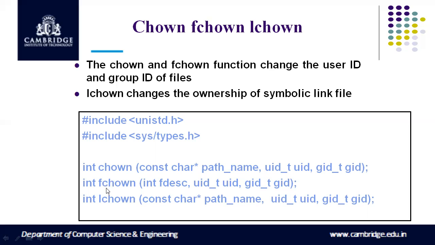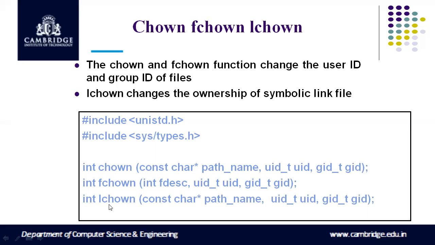Now we'll see the prototype of fchown. The only difference between chown and fchown is the first argument, where in chown we mention the path name, but in fchown we mention the file descriptor. We all know that each file will have a file descriptor value. So you have to mention that file descriptor value for fchown to change the ownership. And the third argument is GID and the second argument is UID. This is the new UID and new GID you have to mention for fchown.